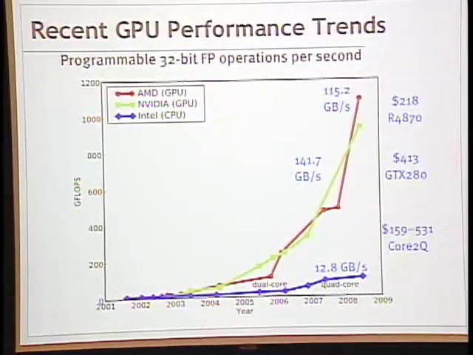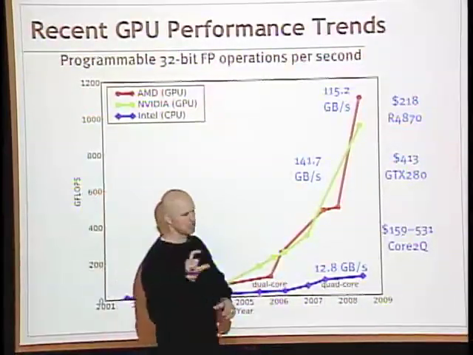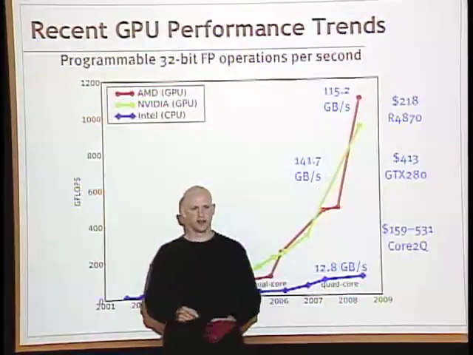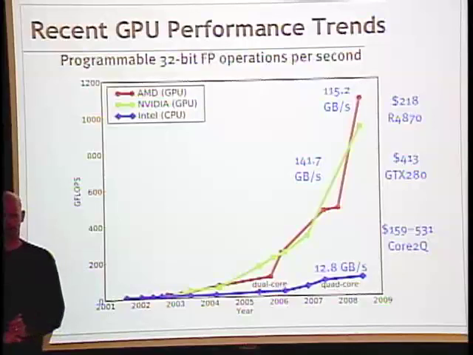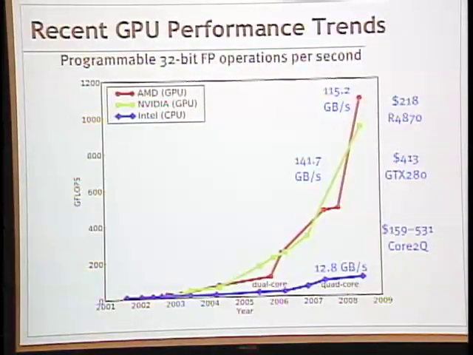One thing to keep in mind, though, is that when you buy a CPU, you get a chip. When you buy a GPU, you get a whole board. It has not just the processor, but also memory and display hardware and other things that come along with that. So it's not quite an apples-to-apples comparison.